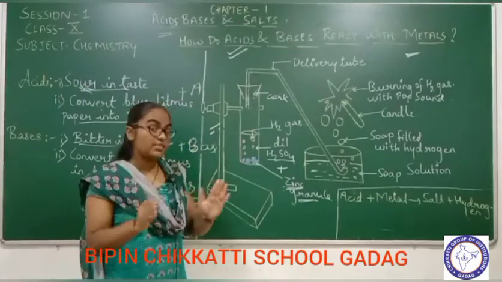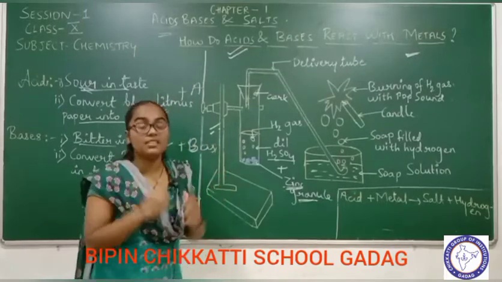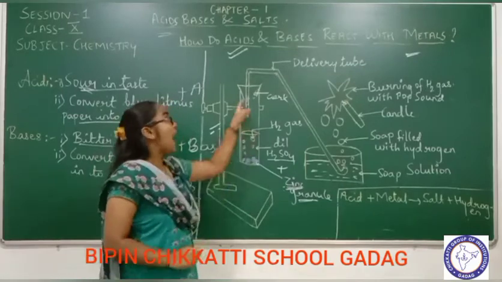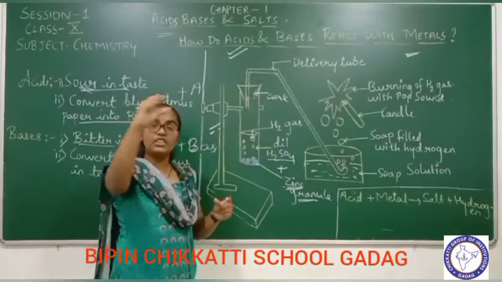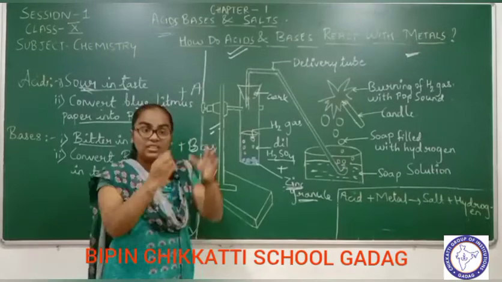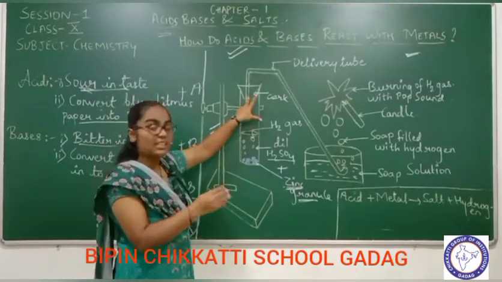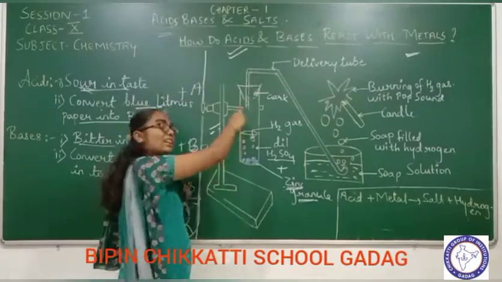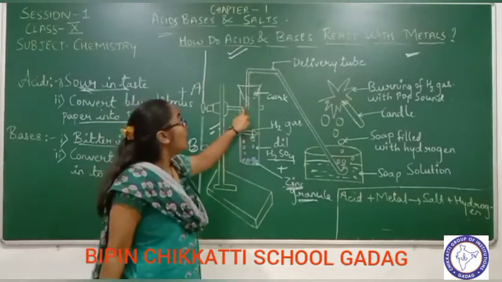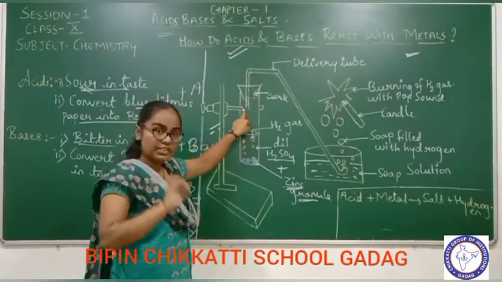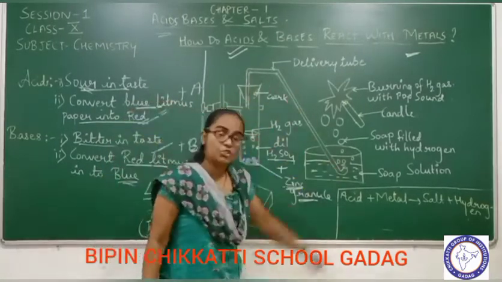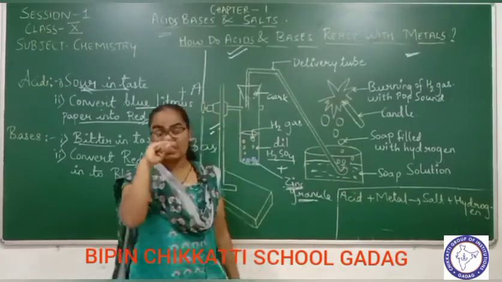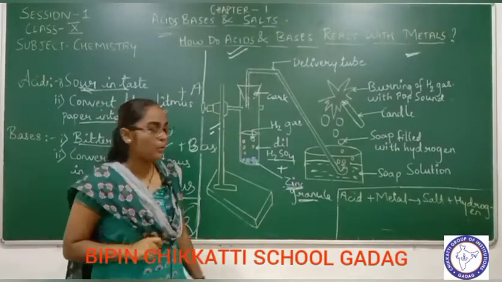So first we need to understand what the assembly or the apparatus consists of in this experiment. The foremost thing is that the test tube and the delivery tube have been fixed with the cork. So this test tube and the delivery tube inserted into it have been fixed to the stand with the help of a clamp, right? One end of the delivery tube is inserted into the test tube. The other end of the delivery tube is kept inside the tub, which will consist of soap solution. Understanding my point? Soap solution.